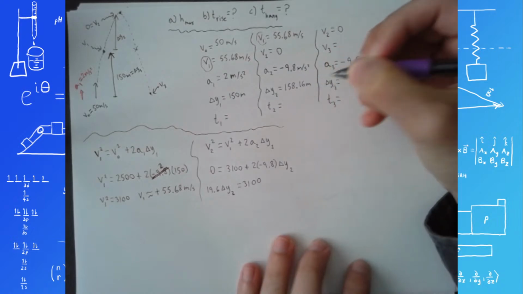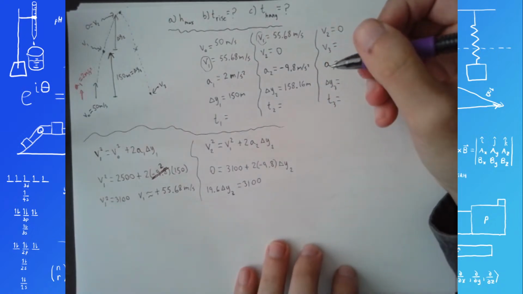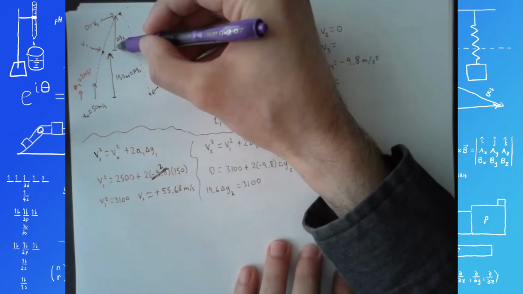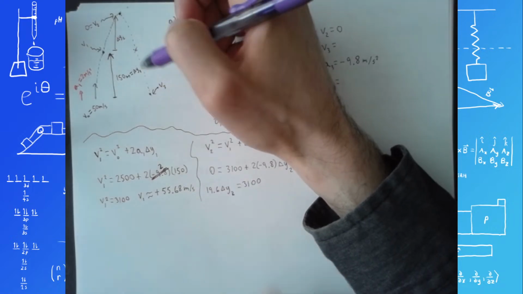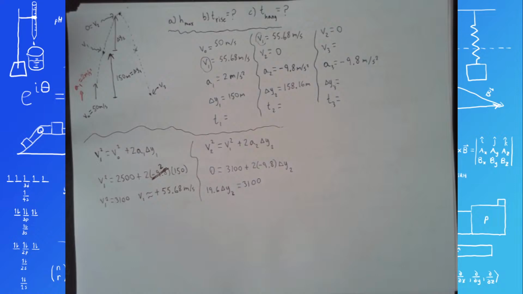Delta y2 is positive 158.16 meters. So actually not too far off from what I drew. I should have drawn delta y2 a little bit bigger if I wanted it to be to scale, but again, I did not know this ahead of time, so I cannot be held at fault for not drawing it to scale.